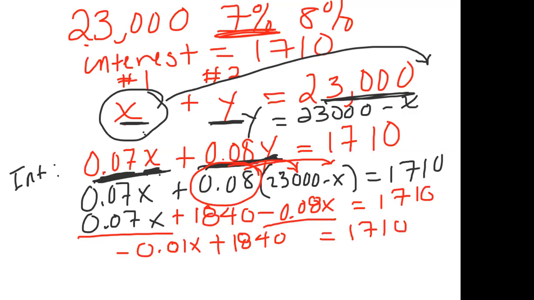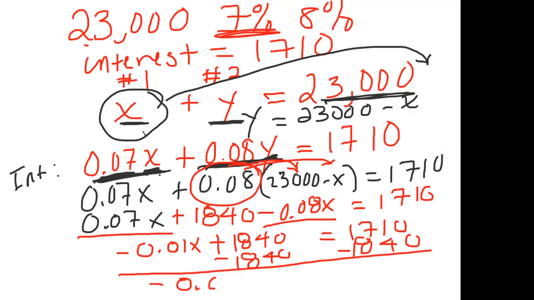I am going to subtract the 1840 from both sides. So when I subtract the 1840 from both sides, I'm left with negative 0.01x is equal to 1710 minus the 1840. Okay, why am I doing this on a calculator? Negative 130. Okay, so guys, the last step is to go ahead and divide both sides by 0.01 to get your answer. And this turns out to be 13,000.